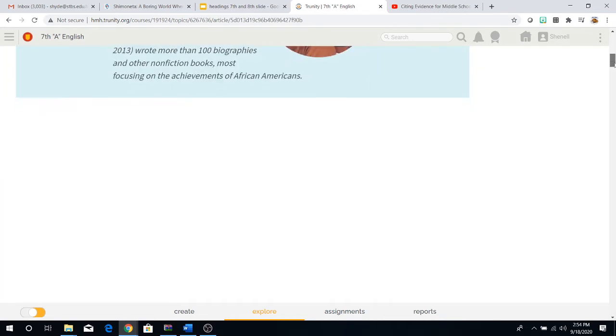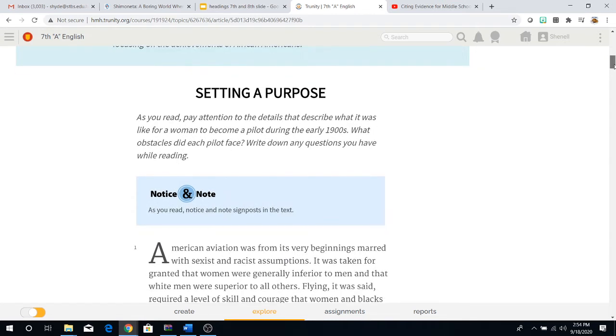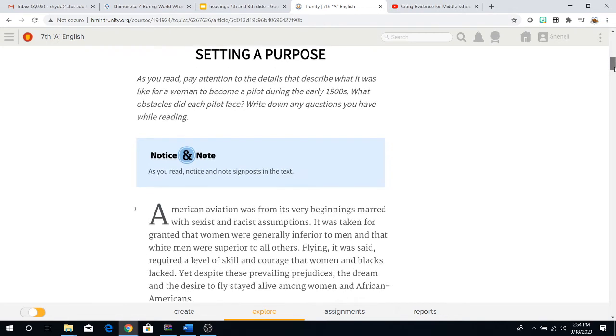And give it a second, it takes a while to load. We go through the setting of the purpose. As you read, pay attention to the details that describe what it was like for a woman to become a pilot during the early 1900s. What obstacles did each pilot face? And write down any questions you have while you're reading.